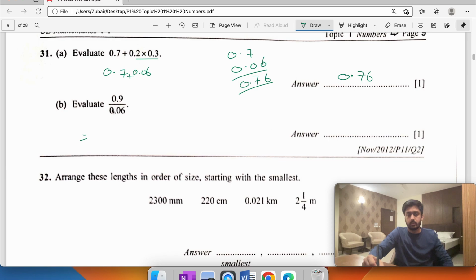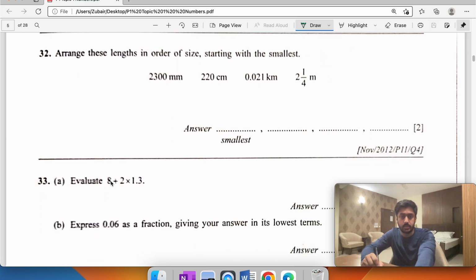Evaluate this. Okay, multiplying with 100 on both sides, numerator and denominator, so this becomes 90 over 6. You cancel them with 3 2 times, 3 90, 30 by 2 is 15.